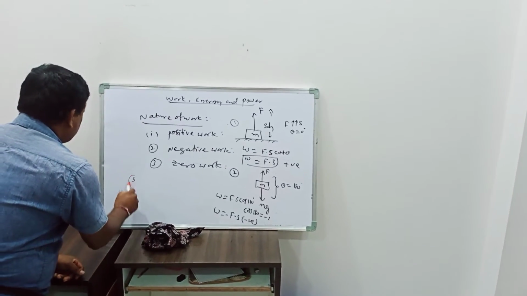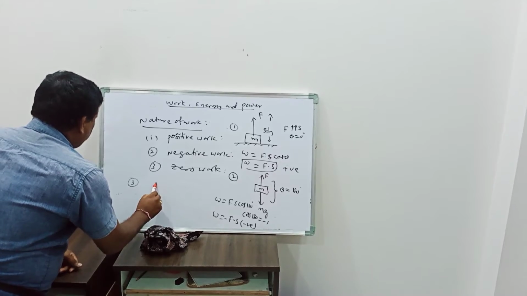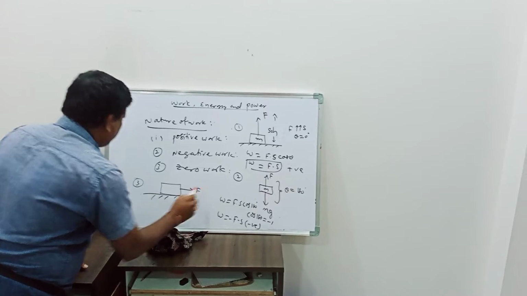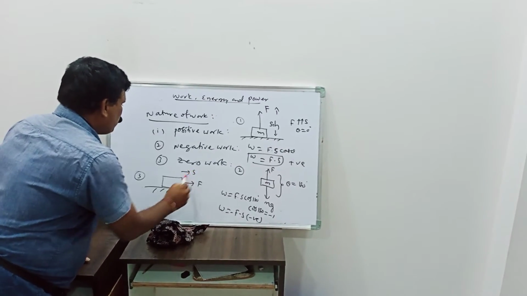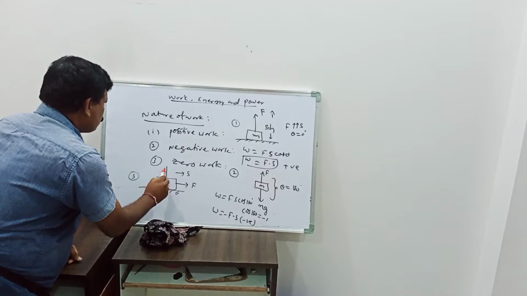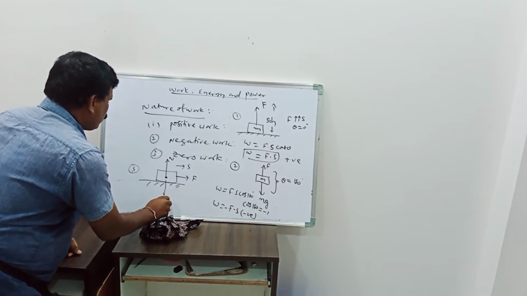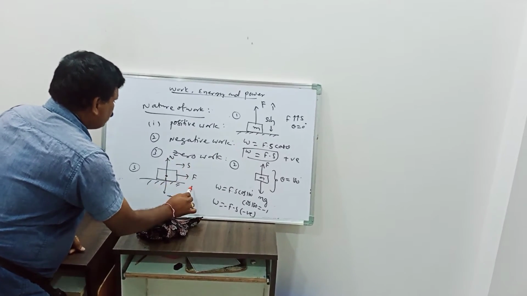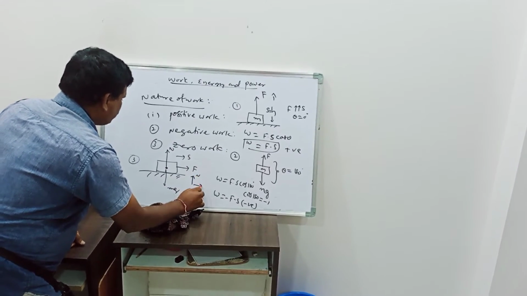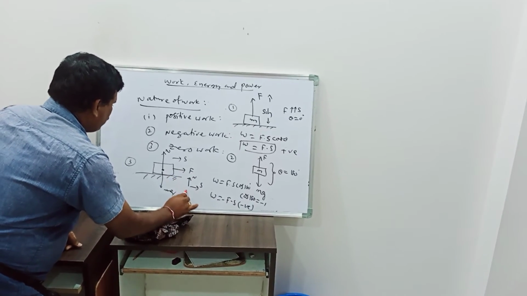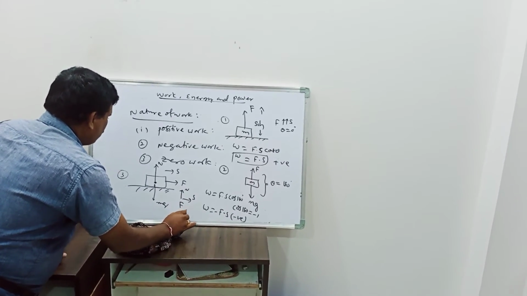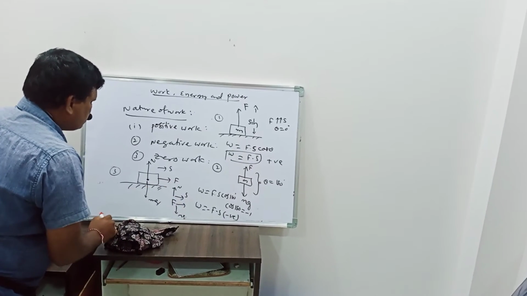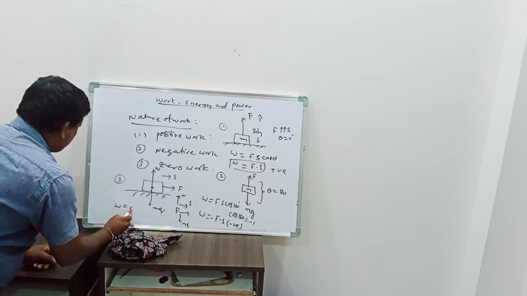Next, the third one, zero work. A block is moving on a rough horizontal surface. This is the applied force and this is the displacement of the block. Here the normal reaction is upward and the weight of the block is downward. The normal reaction is perpendicular to the displacement. In a similar way, the applied force is perpendicular to the weight of the block. So work done is 0.